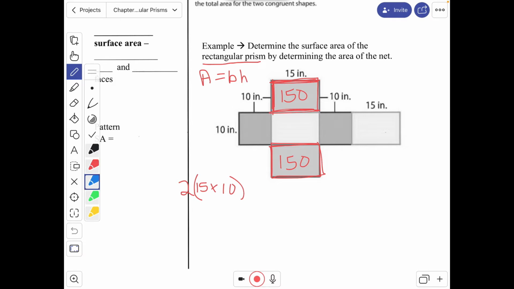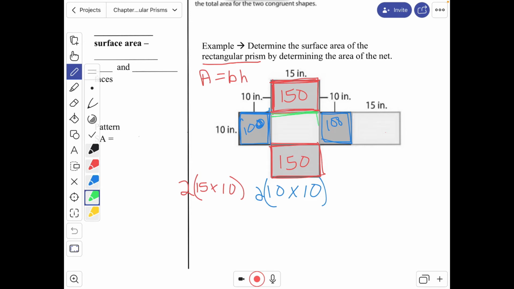And then we're going to do the sides. The base is 10 and the height is 10. And that side is going to be the same as this side over here. So again, that's times 2 because they're both going to be 10 times 10. And 10 times 10 is 100. So those are both 100.